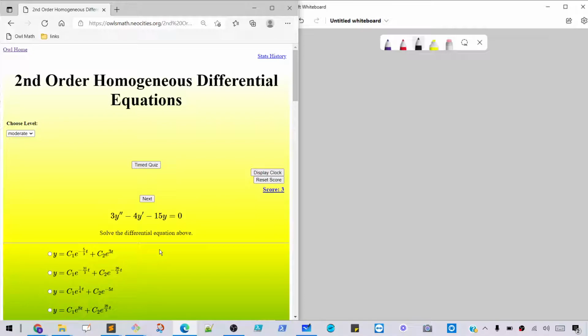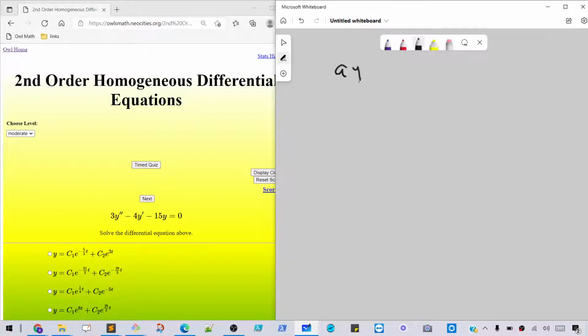So first of all, let's say in general we have a differential equation in this form. Then what we want to do, the key part to the whole problem, is knowing this one fact: that a good guess, or a good starting point, is something like this.